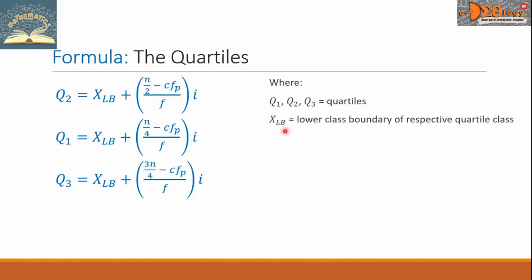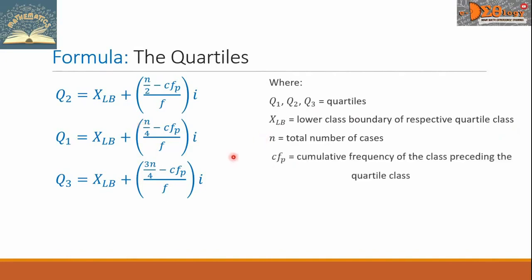The X sub LB is the lower class boundary of respective quartile class. The N is the total number of cases. CF sub P is the cumulative frequency of the class preceding the quartile class. The F is the frequency of the quartile class, and I represents the class width.